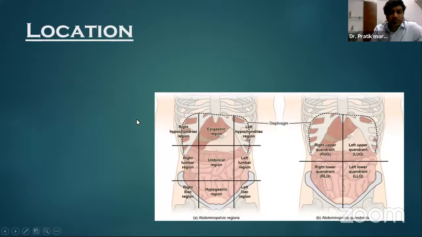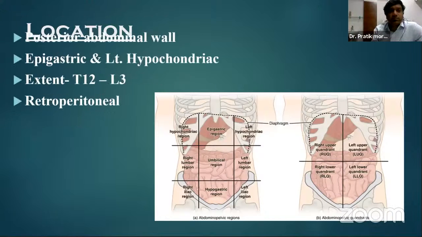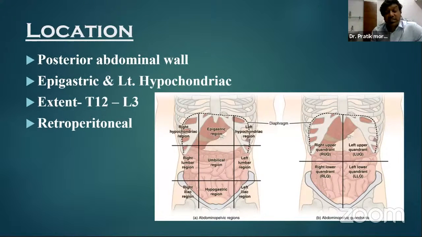Okay. So location, it is situated on the posterior abdominal wall. Okay. So it is not present in front. Among the organs that you see from the front, in the anterior abdominal wall, it will not be seen. It is present on the posterior abdominal wall, because from the front only the organs present in the anterior abdominal wall will be seen. Okay. Posterior abdominal wall, then the epigastric and left hypochondriac region.